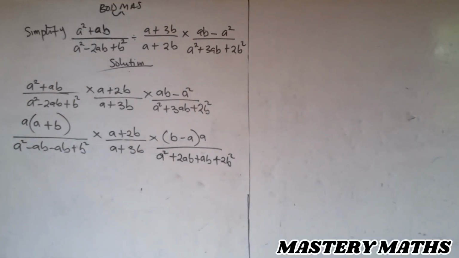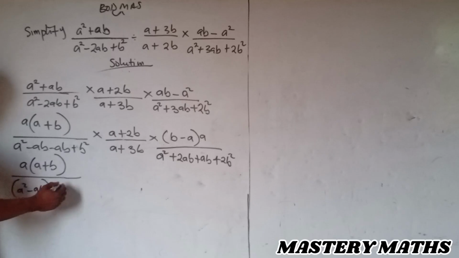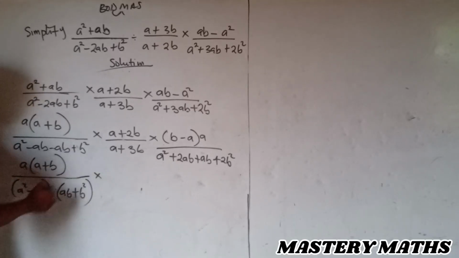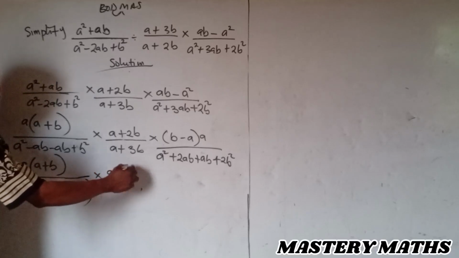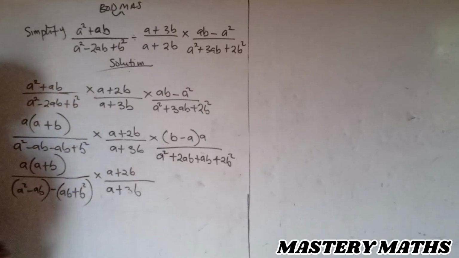Brought it down. So having done this now, what will be the next thing? This other one we have, you bring it down to be A brackets A plus B. The same thing. Now you open a bracket, A square minus AB. Difference of 2 brackets, rather. You have the next one, AB plus B square. See it now? Now the next one will be your A plus 2B over, you bring it down, A plus 3B.